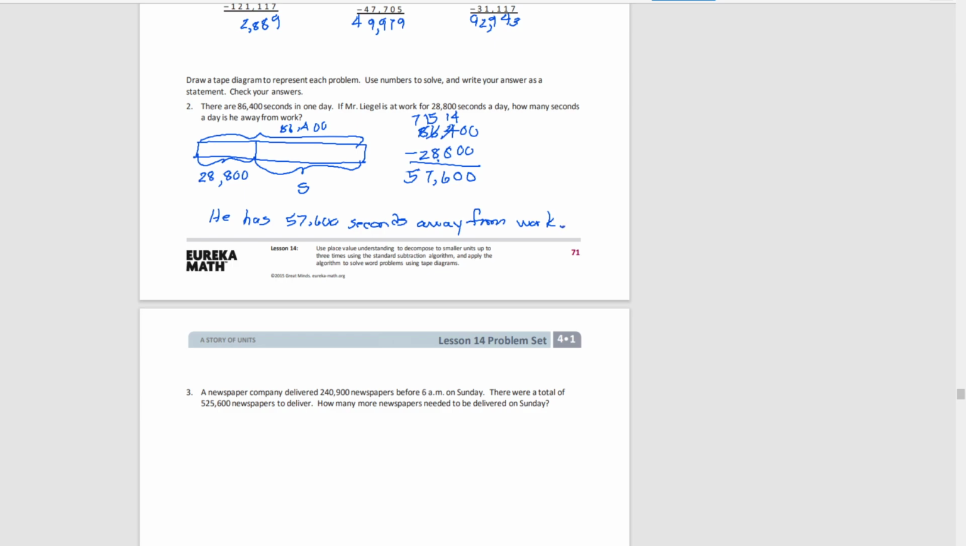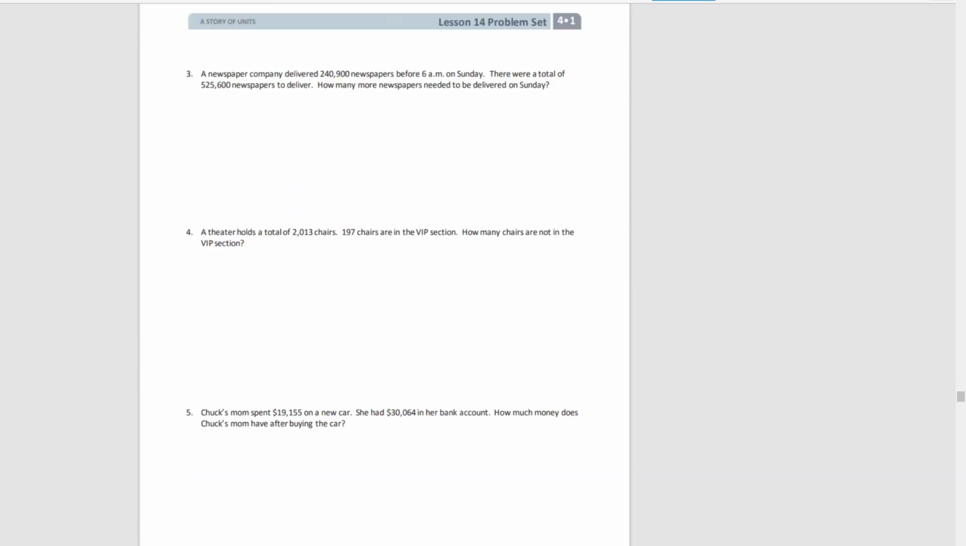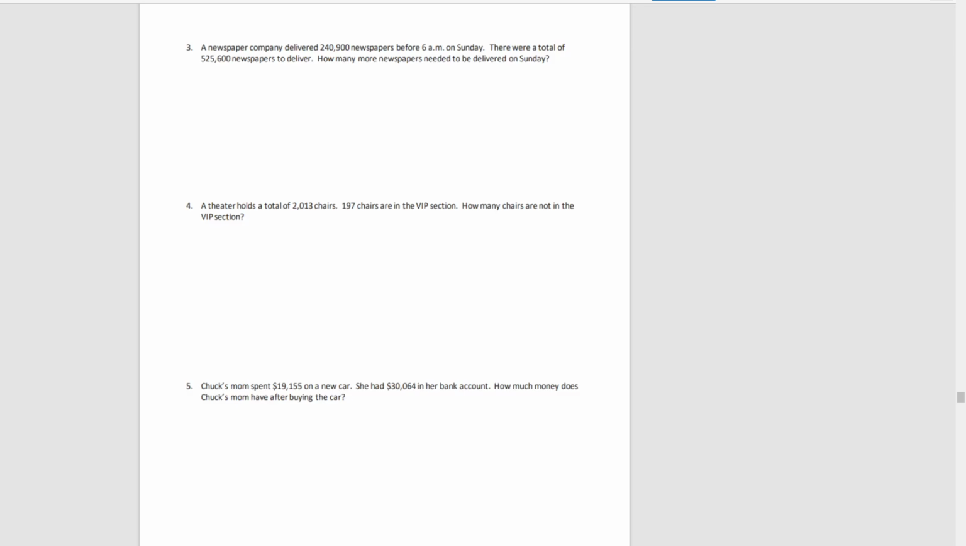And now we're going to check our answer by adding the difference we got to the number we subtracted, and we should get back to our original number, which we do. So our answer that we got is correct. Going on to number 3, pause the video and try that one.